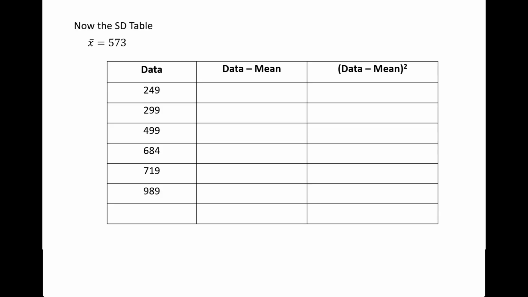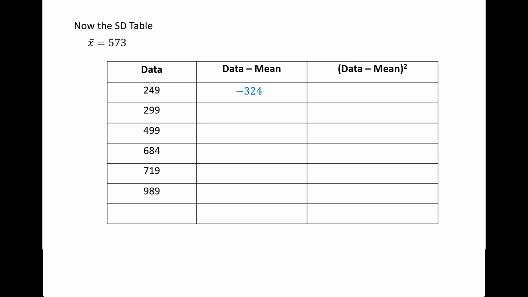Now the standard deviation table. Recall, we just computed the mean. X bar is equal to 573. We have the table. The first column is data, and we have the 6 prices of those washing machines in place. The column to its immediate right is data minus mean. We're going to compute that. Get your calculator out and do this with me. The data is 249. Subtract 573. The difference is negative 324. We'll do that again 5 more times with the 5 remaining pieces of data.